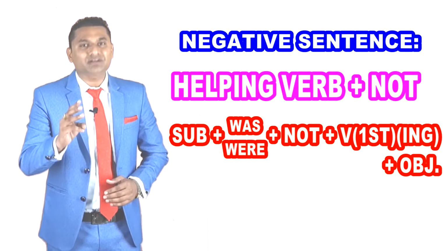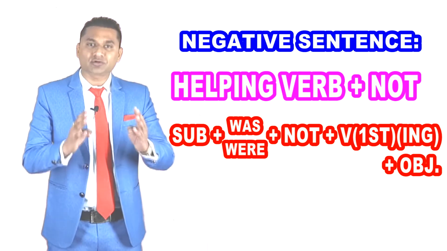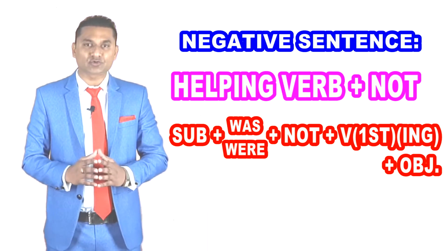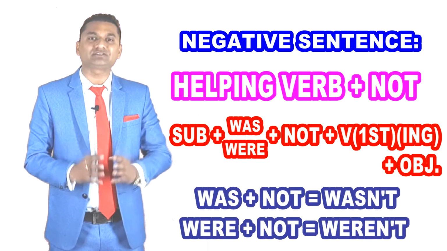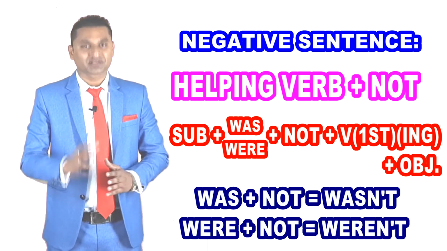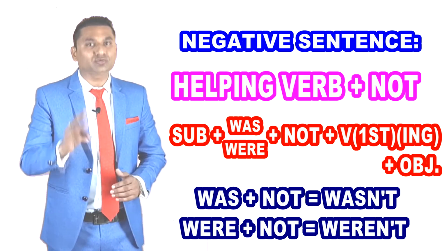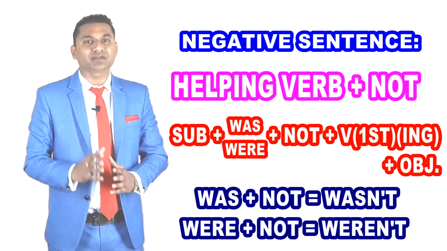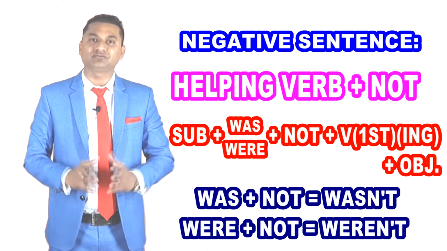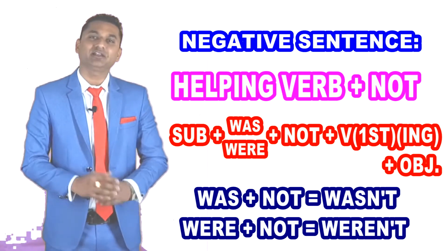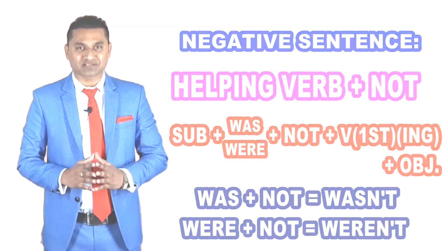Friends, in modern communicative English, we always use contractions for helping verb plus not. So here in past progressive tense, the contraction for was plus not becomes wasn't and were plus not becomes weren't. Spelling for wasn't is W-A-S-N apostrophe T and weren't is W-E-R-E-N apostrophe T. You can find both contractions here with the rule. Let's practice with some examples now.